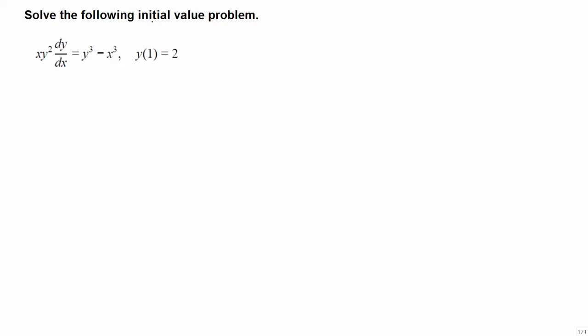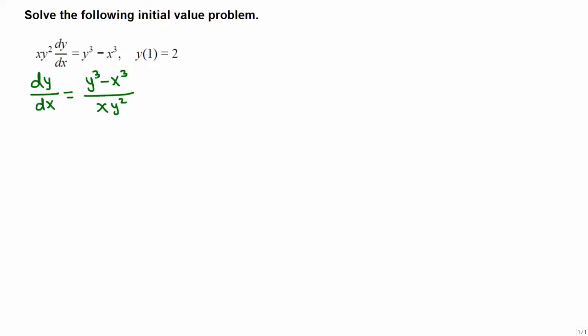Solve the following initial value problem. So we have x y squared dy over dx equals y cubed minus x cubed, and the initial condition is y at 1 equals 2. So let me write this in the standard form. That is dy over dx equals something. So divide both sides by x y squared and we get dy over dx equals y cubed minus x cubed divided by x y squared.